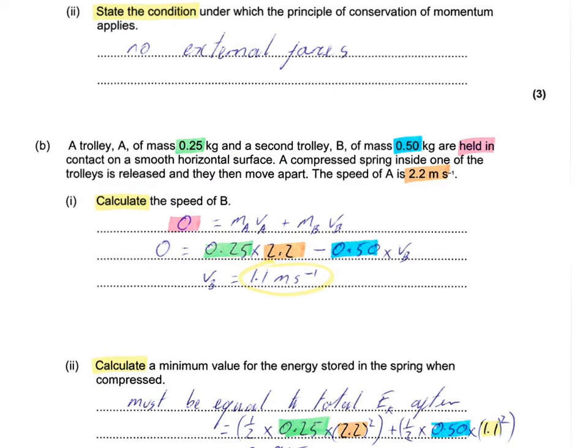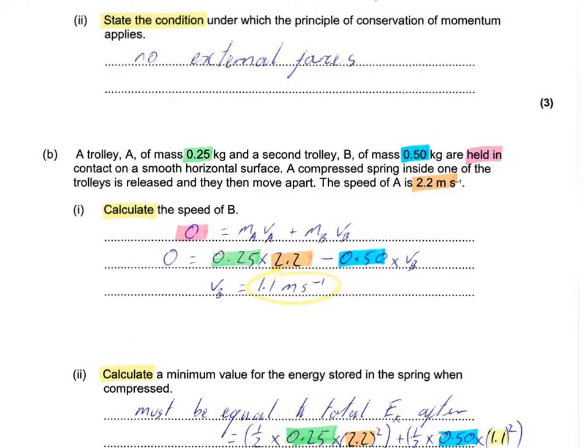We've got a trolley A of mass 0.25 kilograms and a second trolley B of mass 0.5 kilograms held in contact on a smooth horizontal surface. A compressed spring inside one of the trolleys is released and they move apart, and A moves off at 2.2 meters per second. We're asked to calculate the speed of B. Well, the initial momentum is 0. Afterwards we've got MAVA plus MBVB.